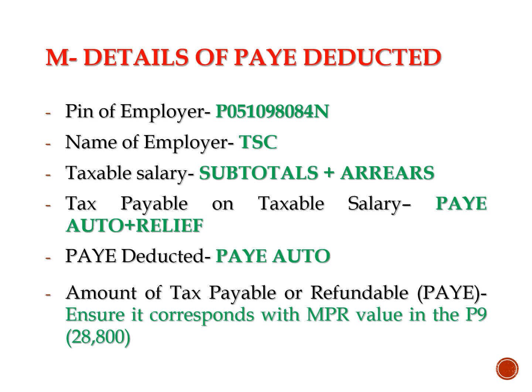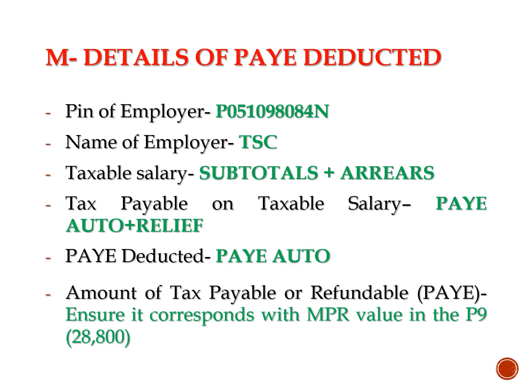The tax payable on taxable salary. Here you are taking your payee auto, it is there in your P9 form, plus relief. The relief is 28,880, I think so. Yeah, but it is there in the P9 form. Now, the payee deducted is the payee auto. You just directly pick it from the P9 form. You'll find it there.